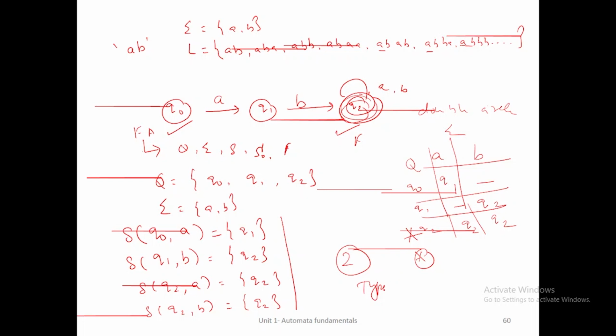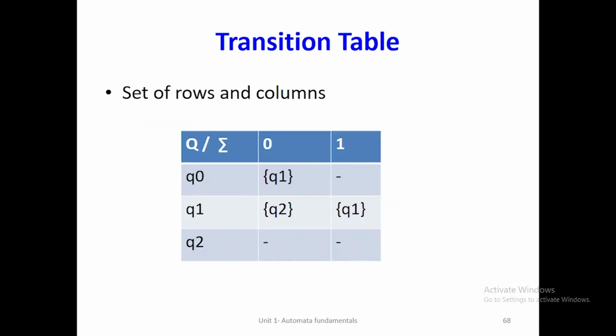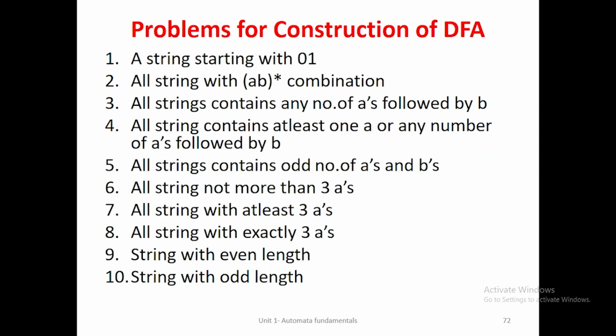If you go for types, there are two types. One is non-deterministic finite automata and another one is deterministic finite automata. So what is the difference between those two? I'll give an example for NFA and DFA.